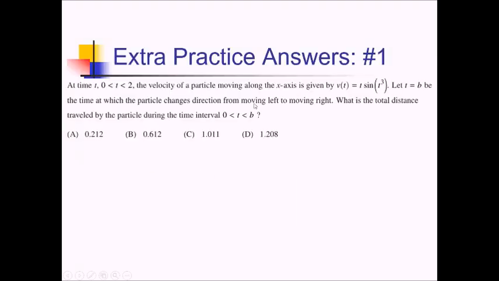For this problem, I have a particle moving along the x-axis with a velocity given by this v function, and this happens on time 0 to 2. So there's some time that we're calling b, at which the particle changes from left to right specifically. We want the total distance traveled during the interval from 0 to the time when this happens. So we need to find the left to right time first, and then we can do something with it to find that total distance. So to find that left to right time, I need to figure out when v is changing from negative to positive.